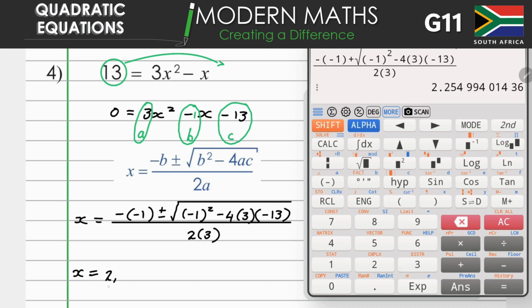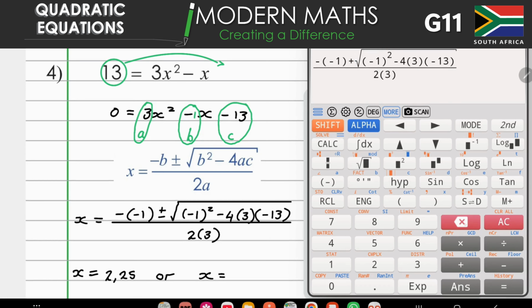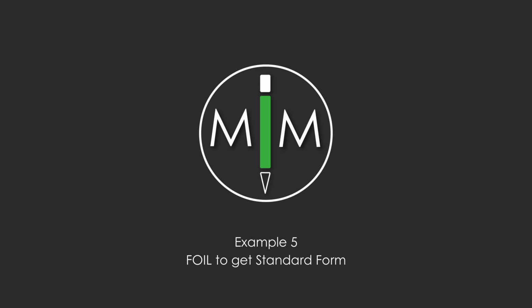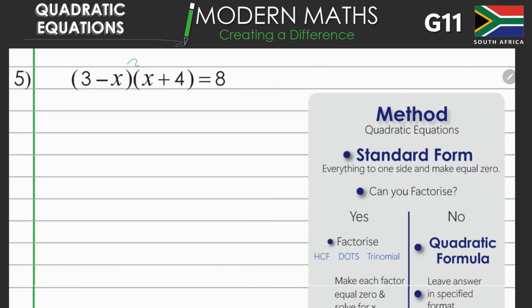So 2.25. And I'll get the other solution now just by changing that plus in front of the square root to a minus. And just bear in mind, these questions always specify what format they want it in. Some questions will say to 2 decimal places, some questions will say surd form. So you must give your answer in the specified format. And that's the quadratic formula.